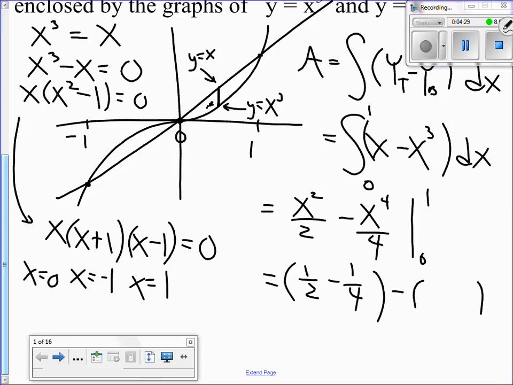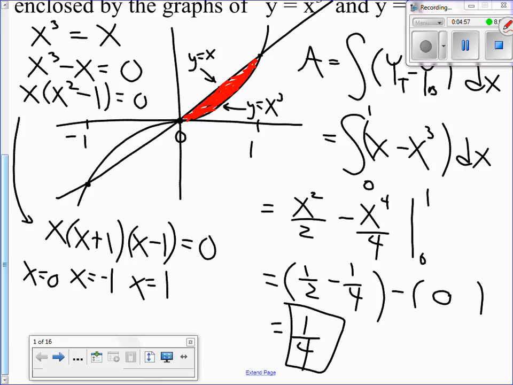So you could write them separately. I'm just going to write 0. So what do we get? Half minus a fourth. 1/4, because 1 half is 2/4. So when you have 2/4 minus 1/4, you get 1/4. So we just found that the exact area of this region up here is 1/4 square units. Pretty cool, huh?